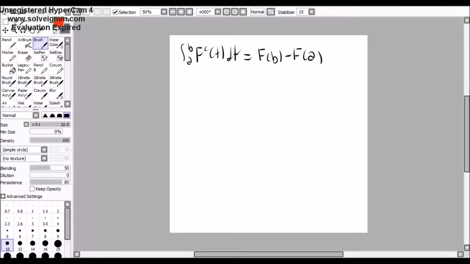So, the Net Change Theorem is derived from the first fundamental theorem of calculus, and it states that the definite integral of the derivative F' from a to b is equal to F of b minus F of a. This represents a rate of change.